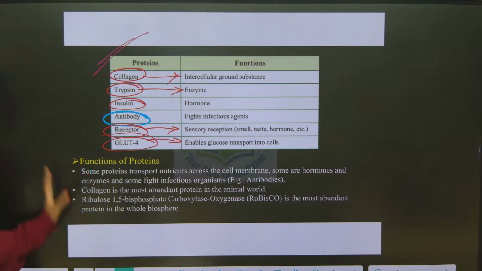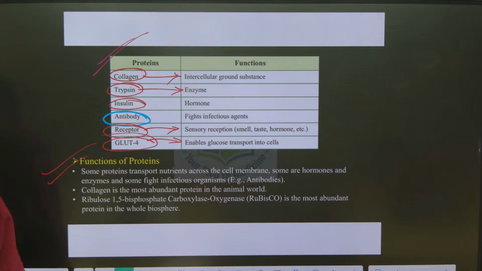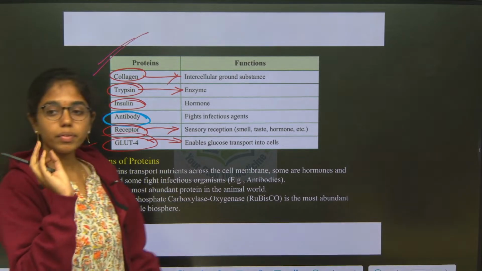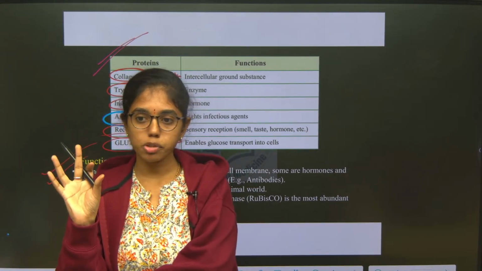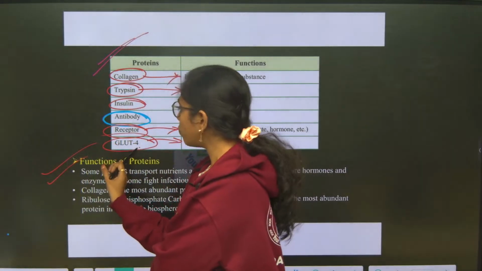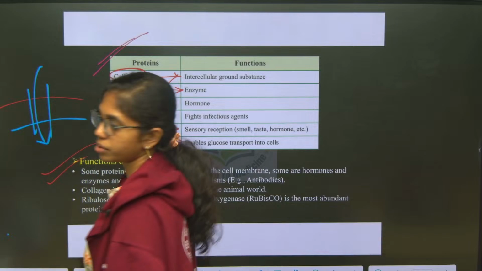Now you see the functions of proteins. GLUT4 is a carrier mechanism? No, that is a channel. When we learned about the cell membrane, we learned about carrier proteins and channel proteins. These types of proteins we have learned, right? GLUT4 is what? A channel protein that transports glucose.